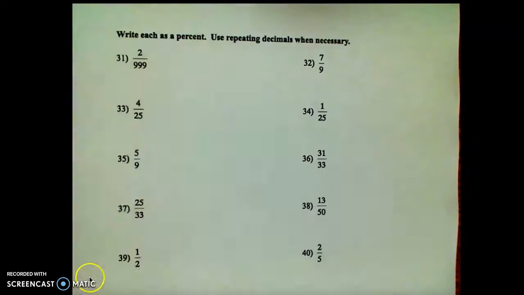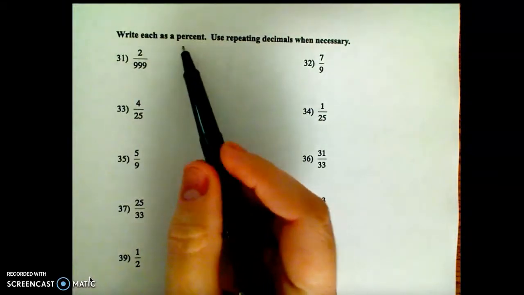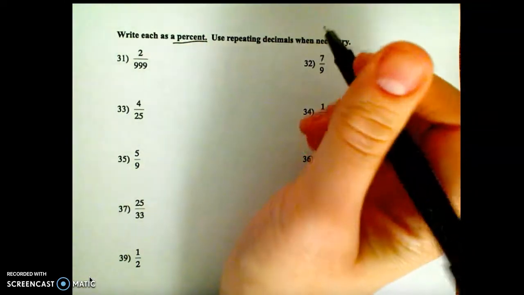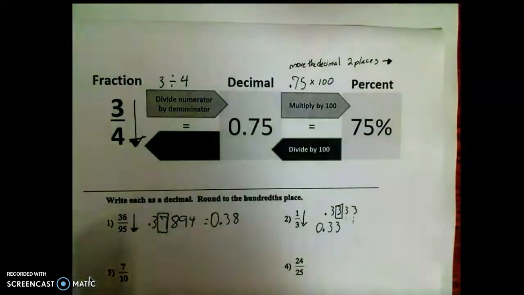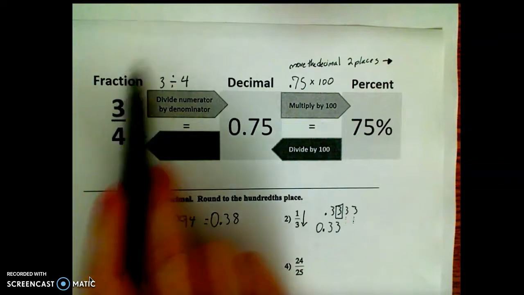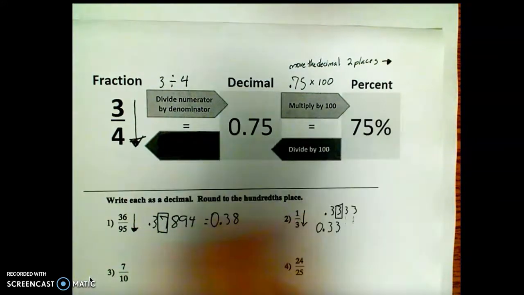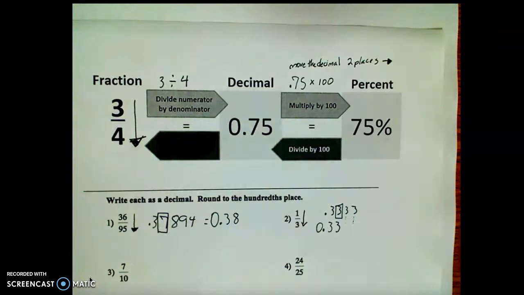Pause now. This last section is fun because we are given a fraction, but if you look at our directions, we are supposed to write it as a percentage. How are we going to do that? Let's look at our notes one more time. Here they are. I need to go from a fraction all the way over to a percent. That means this is going to be a 2-step process. We're going to need to go from fraction to decimal to percent. Let's see what that looks like.